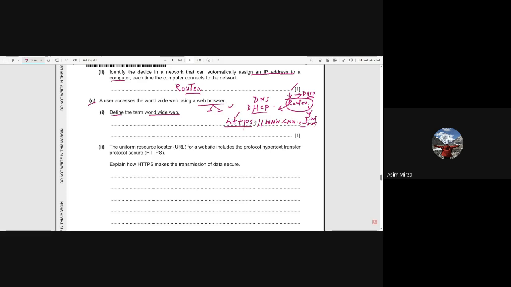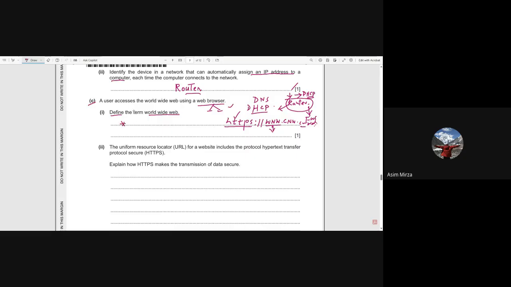Hypertext Transfer Protocol Secure, and this colon and this forward slash, World Wide Web. Actually, you are accessing the information from the different web servers, right? And web servers can have millions of websites, which can be accessed by the users. And these websites, web servers are hosted by the ISPs. ISPs mean Internet Service Providers.